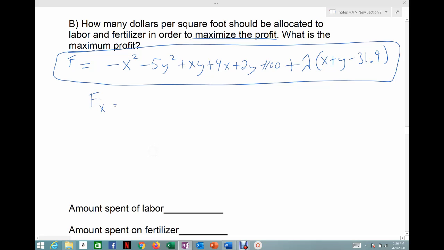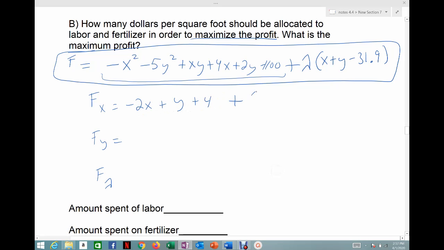Now my 3 partial derivatives, which we talked about yesterday, are pretty straightforward. My partial derivative with respect to x: what's the derivative of the profit equation with respect to x? I just look at the x part. The first one I got is negative 2x. That one doesn't have an x value, it zeroes out. The derivative of xy with respect to x is y. Then I have a 4x, I get plus 4. The rest zero away. There's the derivative of the profit with respect to x.